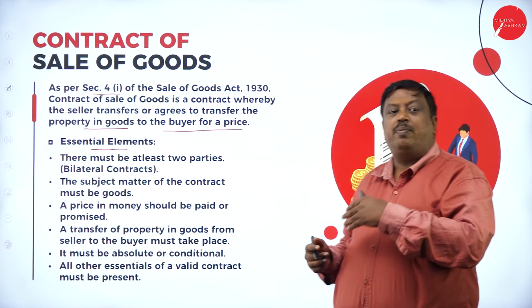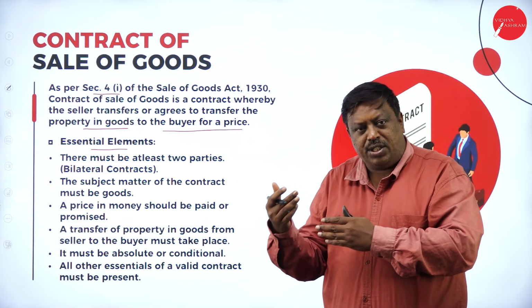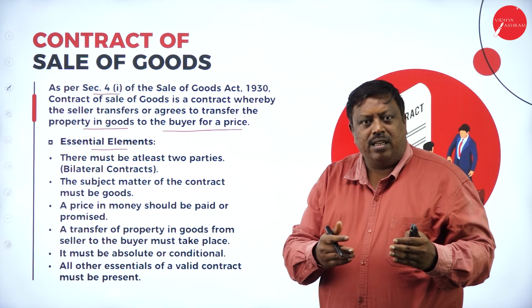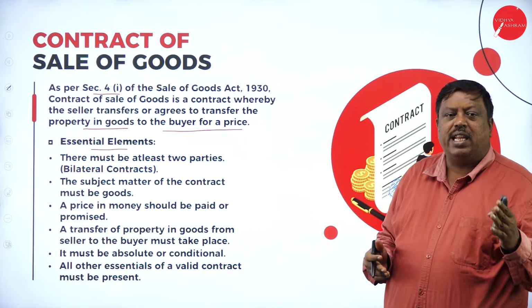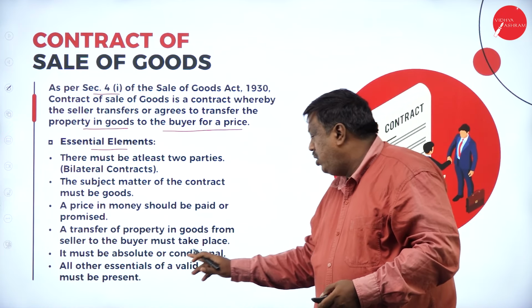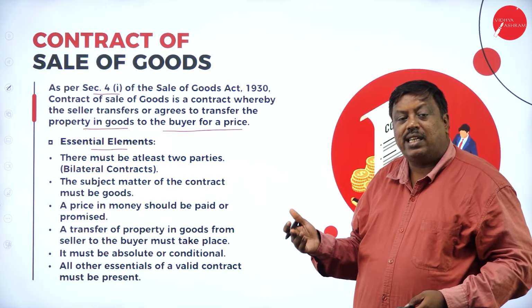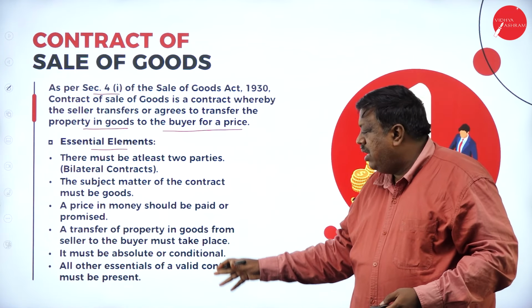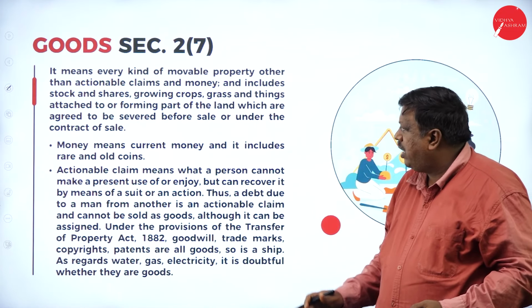Or the goods will be delivered after receiving the cash. Like this, certain conditions may be laid down by the seller here. So the sale of goods may be either absolute, without any conditions, or with certain conditions. All other essentials of a valid contract that we have discussed in the Indian Contract Act 1872 will be considered in the Sale of Goods Act.